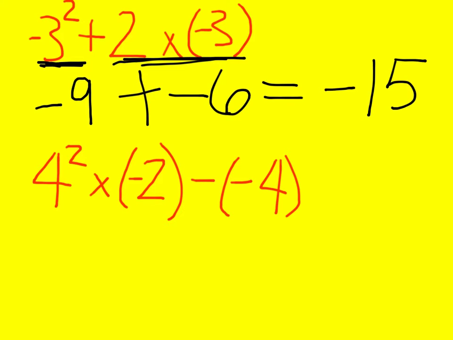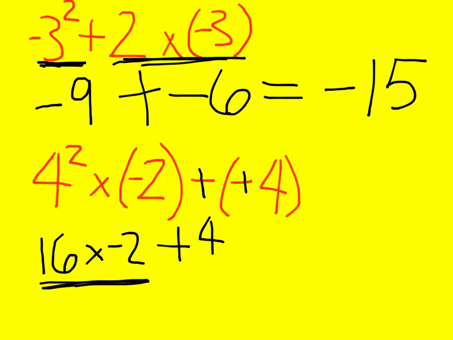Alright, for this one down here, 4 squared is 16. We have to multiply that times negative 2. And we have a minus negative 4. We can change that to plus positive. So we need to do this right here first. 16 times negative 2 would be negative 32. And we add a positive 4, which will give us negative 28.